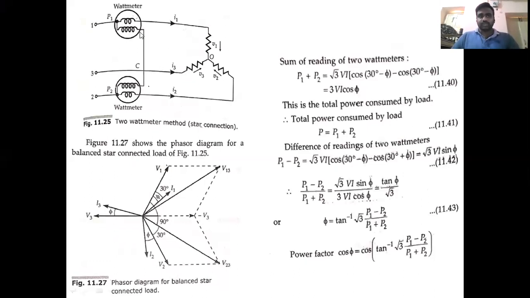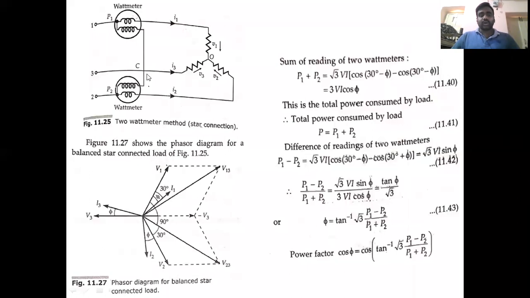I am using 2 wattmeters, and with the help of 2 wattmeters I am measuring power. P1 is the amount of power measured in the first wattmeter. P2 is the amount of power measured in the second wattmeter. So at what particular instant did we connect the common point?